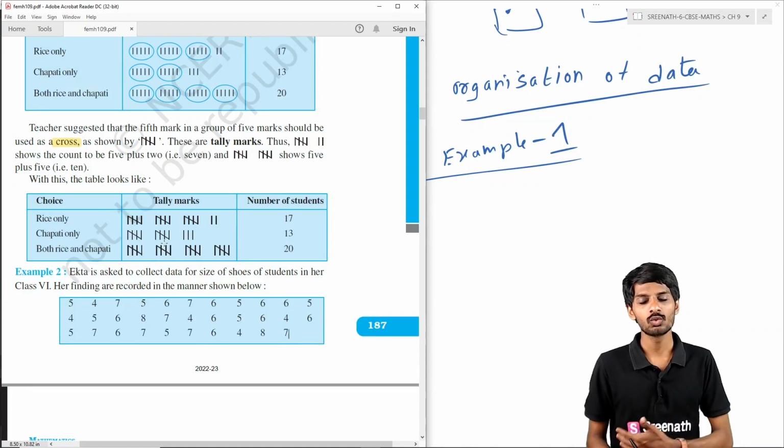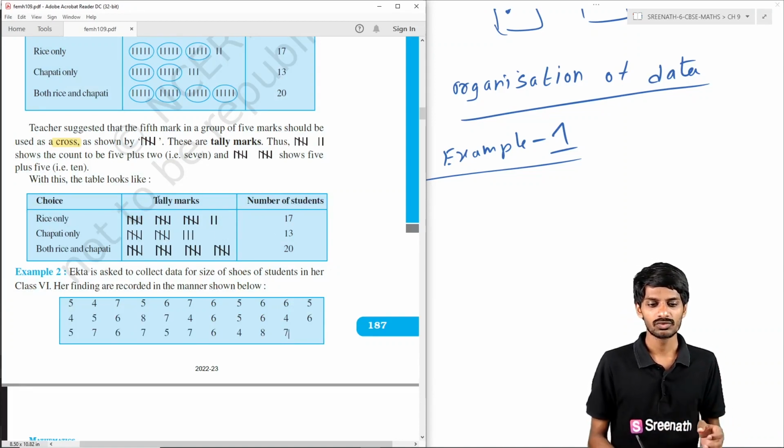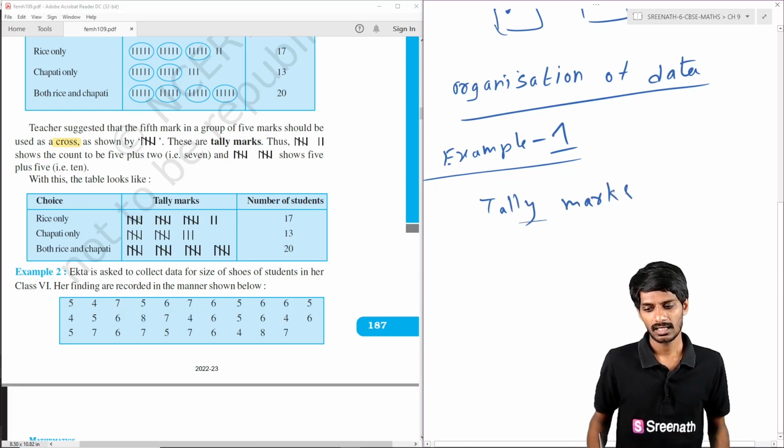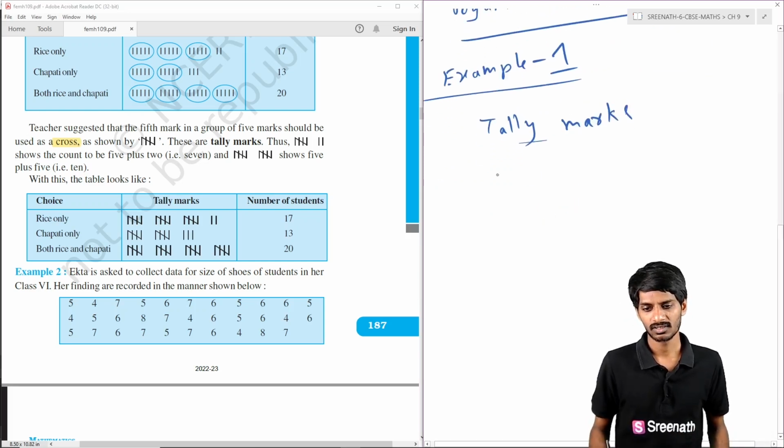There are 2, which means 10 plus 3, 13. So this is called tally marks, students. What is the thing? Tally marks. 1 2 3 4, the 5th one is a cross, it says 5.